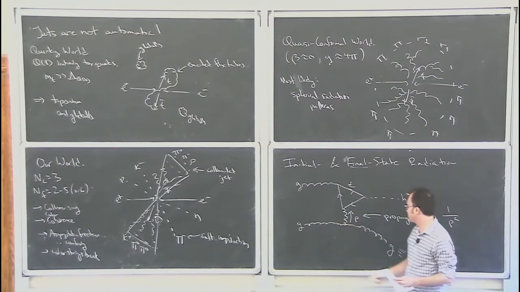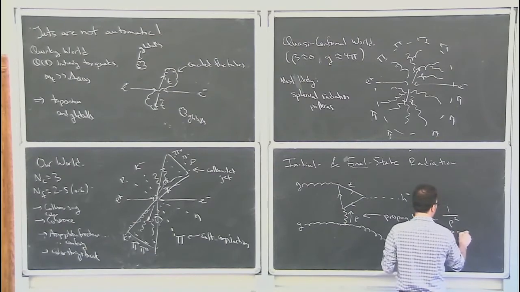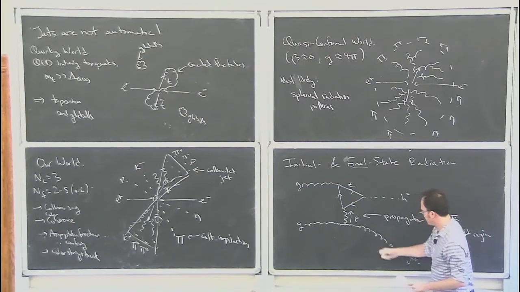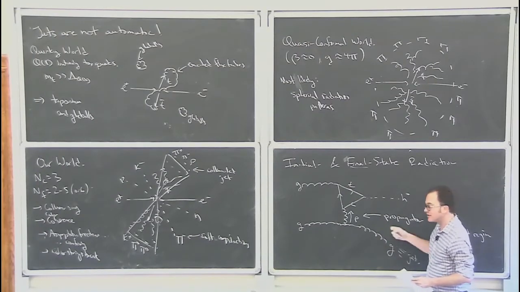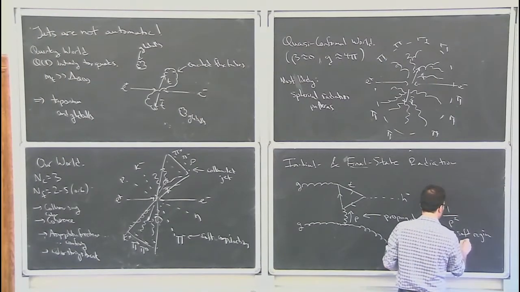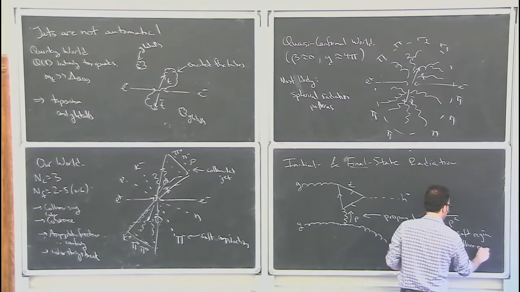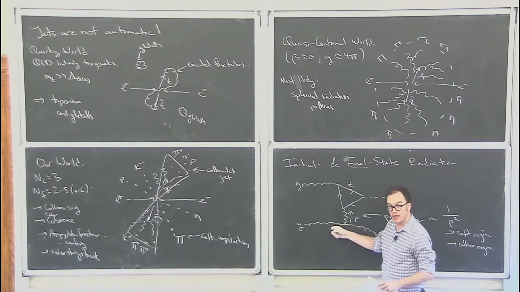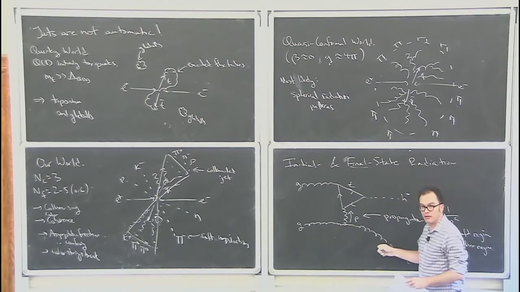And as we argued, this can happen in two regimes. It can happen in the soft regime. And that soft regime corresponds to this gluon being emitted carrying very little energy. Or it can happen in the collinear regime. And the collinear regime is where this incoming gluon and this outgoing gluon are going in the same direction.